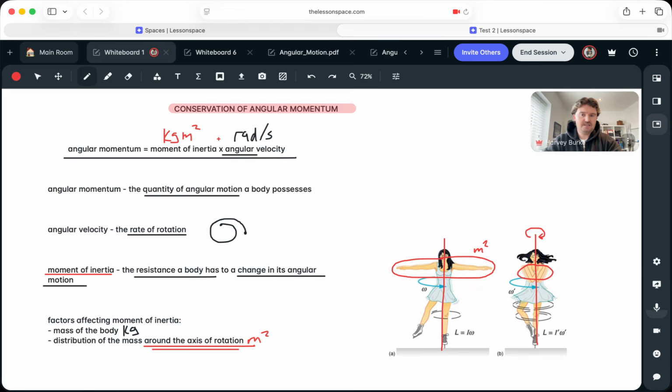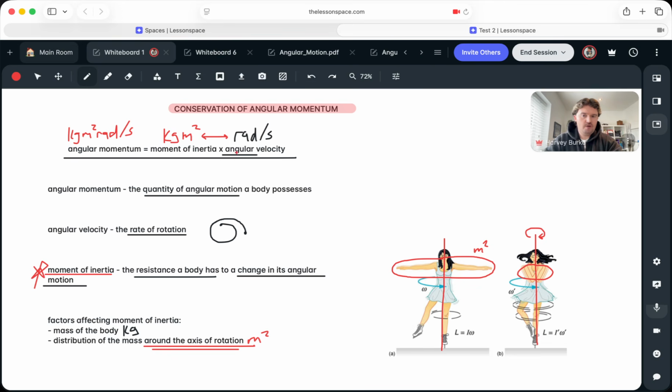And then because this is a times equation, you bring these two units of measurement together. So angular momentum is measured in kg meters squared, radians per second. So you just join those two units together. Now, in an explain question, what they'd expect you to outline is how can an athlete alter their moment of inertia, and then what impact would that have on their angular velocity?